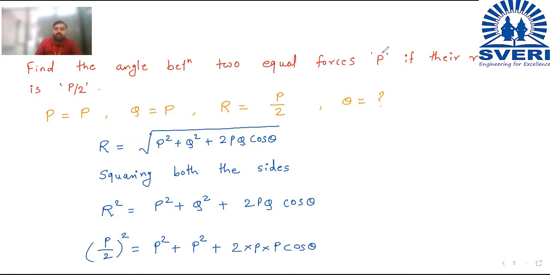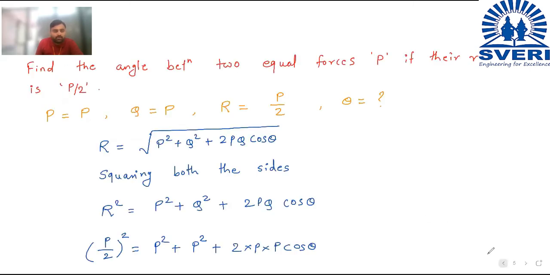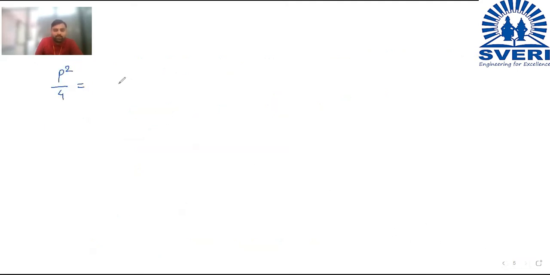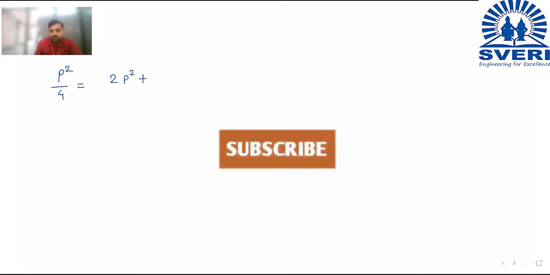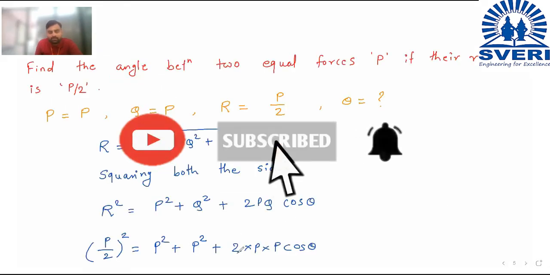So if you simplify this, then what will we get? On the left hand side it will be P square by 4, which is equal to, what is here? P square plus P square. So it will become 2P square plus, here if you again see, the 2 is as it is.